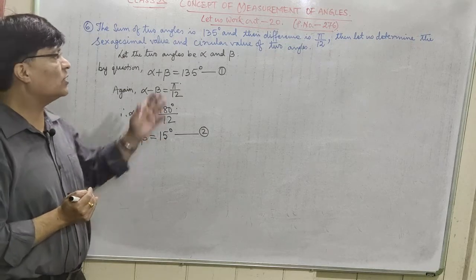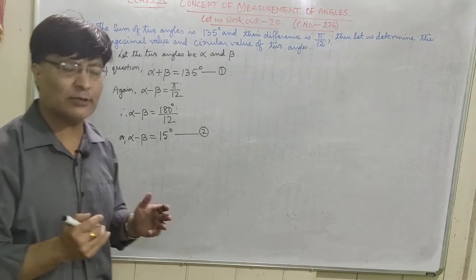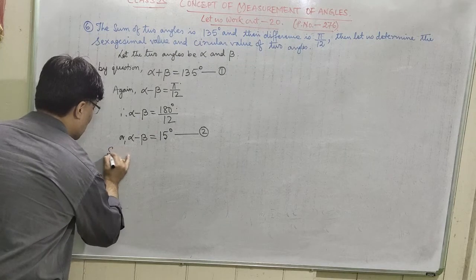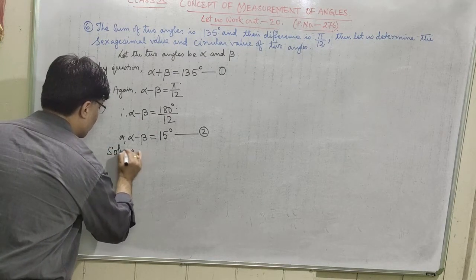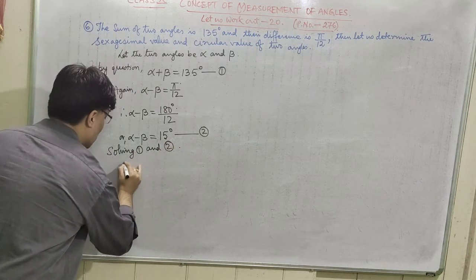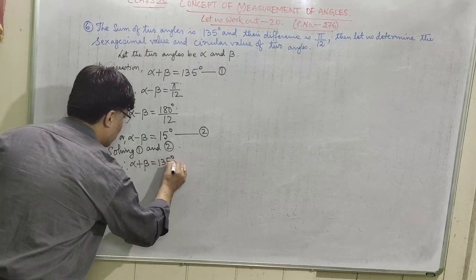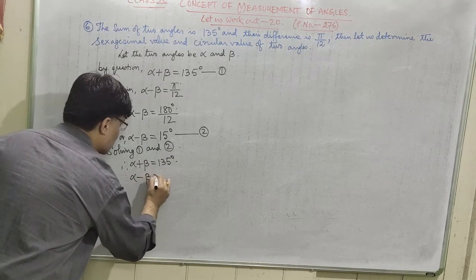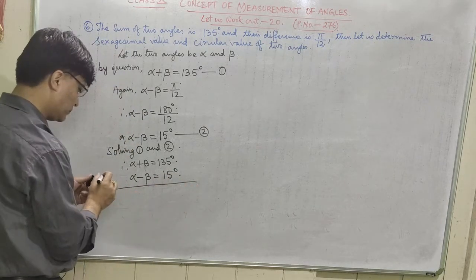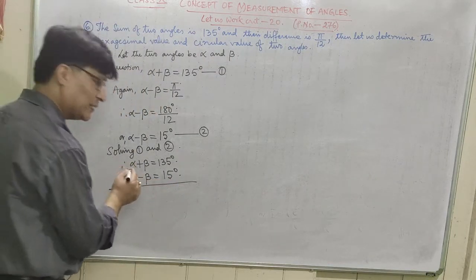Now we have to find out both these two angles alpha and beta both in circular value or in terms of sexagesimal value. Okay, so let us solve it. So solving 1 and 2. Therefore it is alpha plus beta is equal to 135 degree and alpha minus beta is equal to, that is your 15 degree.